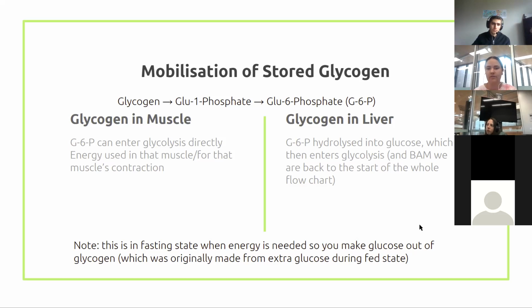And then if it's in the liver, the G6P can't go straight into glycolysis. Don't worry about why, just remember that that's a fact. And essentially it therefore needs to be hydrolyzed back into glucose and then enter glycolysis again.